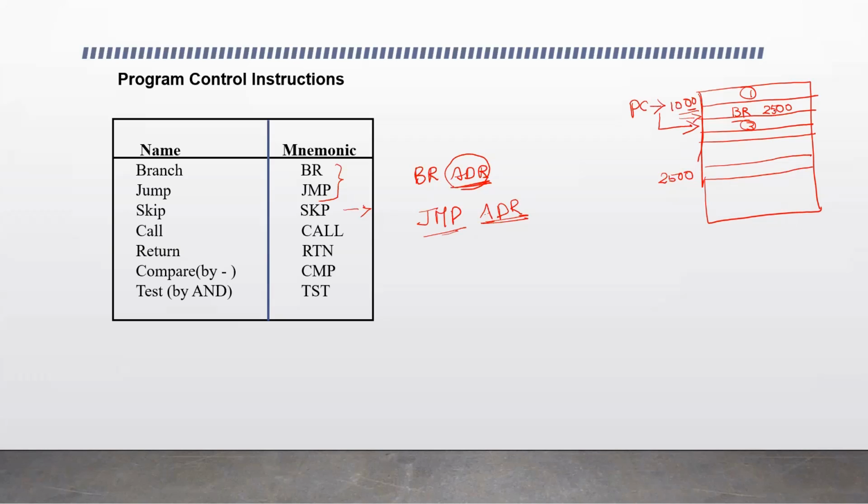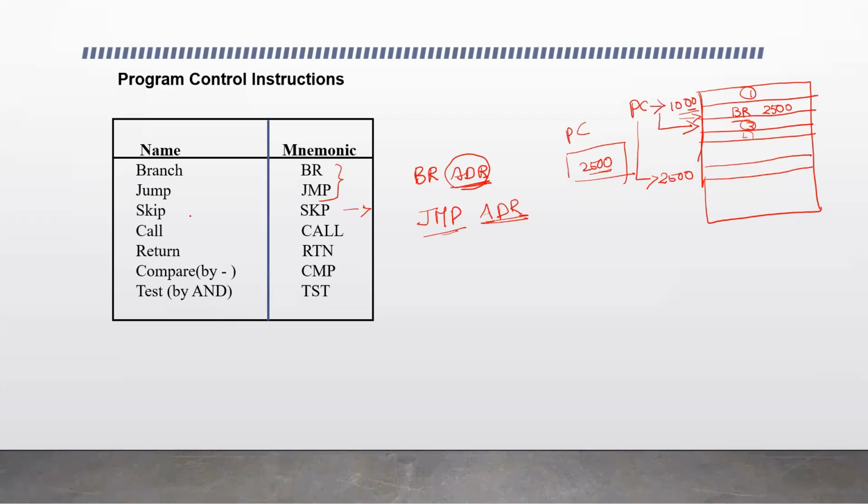So what is the operation performed? When this instruction is executed, the address in the address field, that is 2500, is moved to the program counter. So our program counter will have 2500 instead of 1300, or whatever is the address of the third instruction. After the execution of this instruction, as PC has the value 2500 in it, the control will jump to this particular instruction to execute it. This way branching is done.